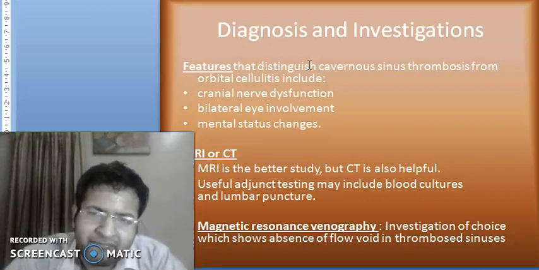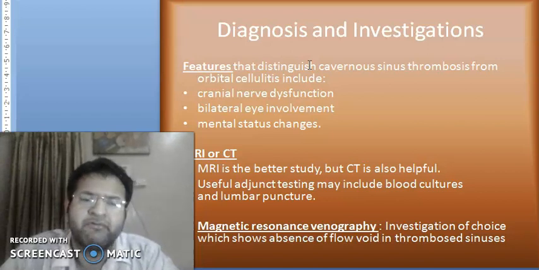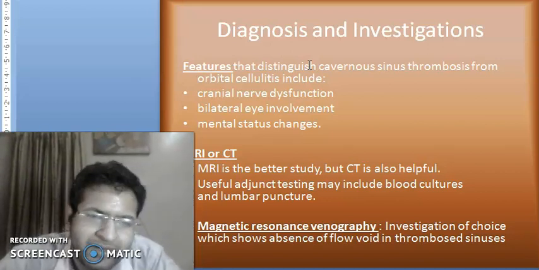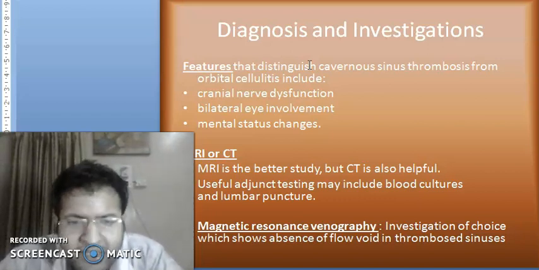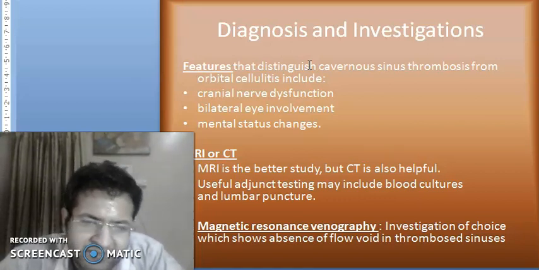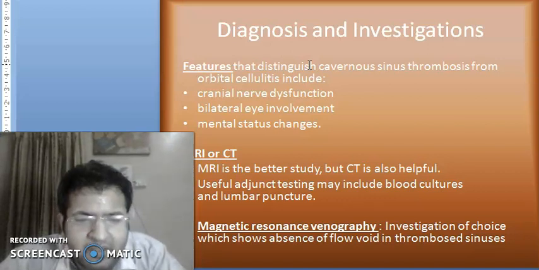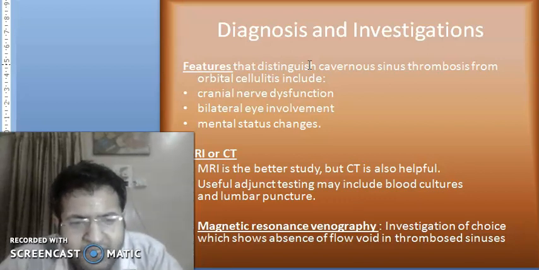Which investigation will we do to diagnose cavernous sinus thrombosis? We can do either an MRI or a CT. MRI is a better study. CT can be helpful. With both these investigations, we have to include blood cultures and a lumbar puncture if required.